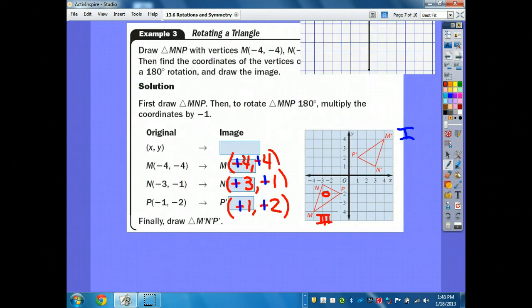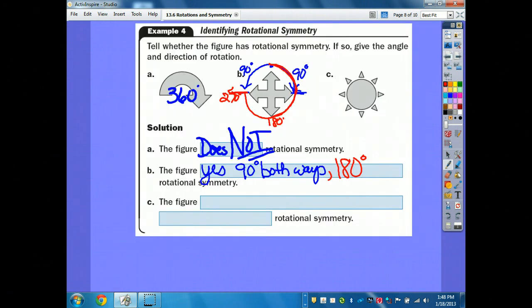All right, now the last figure. Wow, look at that one. That one's going to get us thinking. Does it have rotational symmetry? Yes, majorly yes. 45 degrees both ways. Okay, so say this is the top. We go to here. It's what? 45. So 45 degrees both ways.